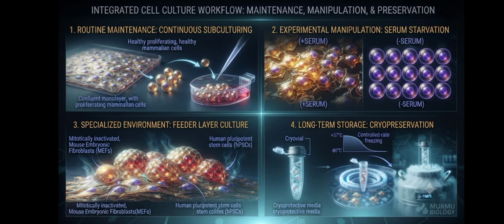So you have seen these four options. You have seen continuous subculturing, that is, growing the next generation of the cell.